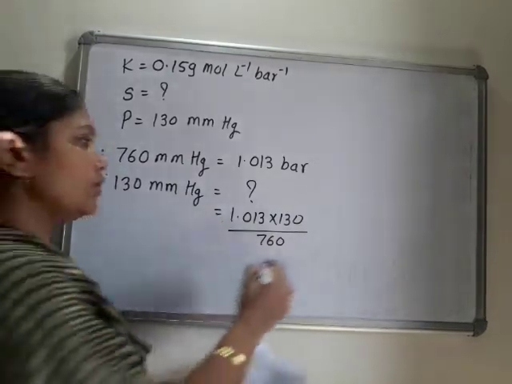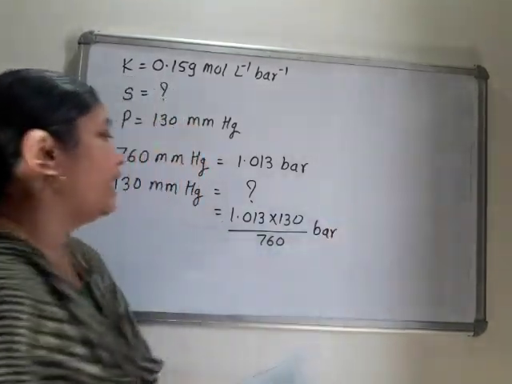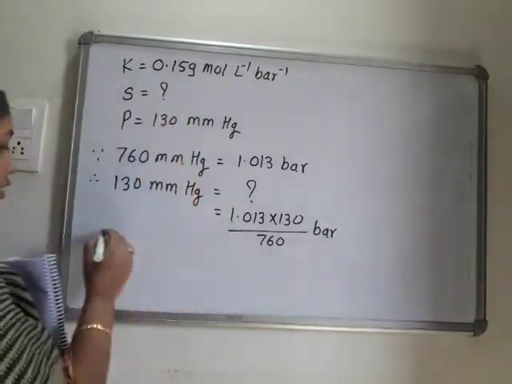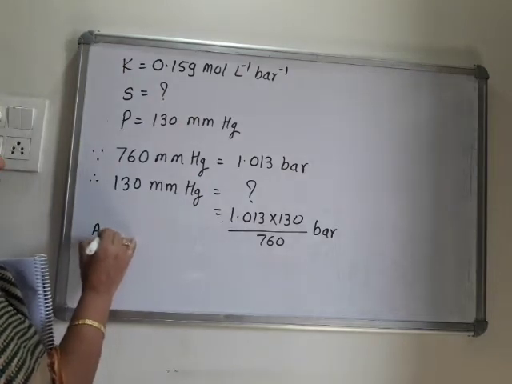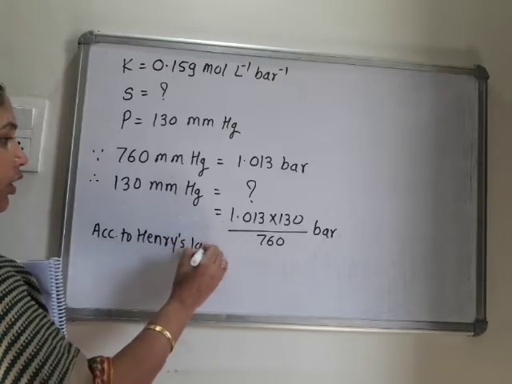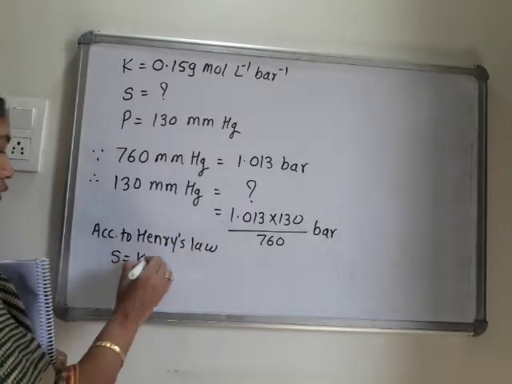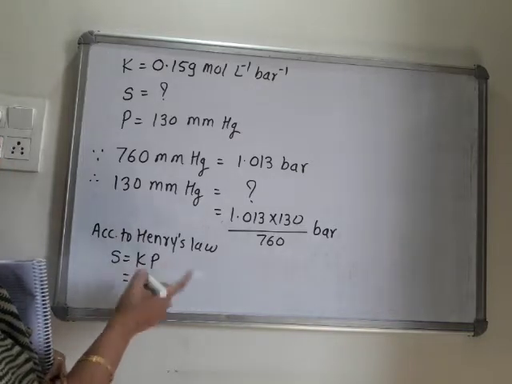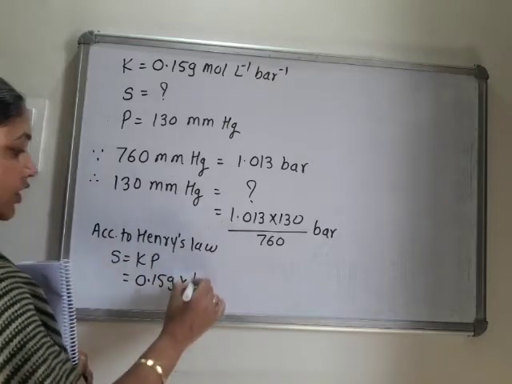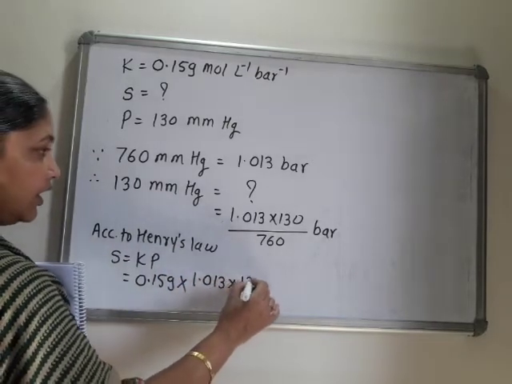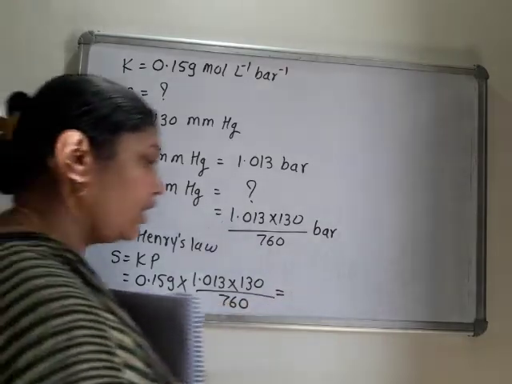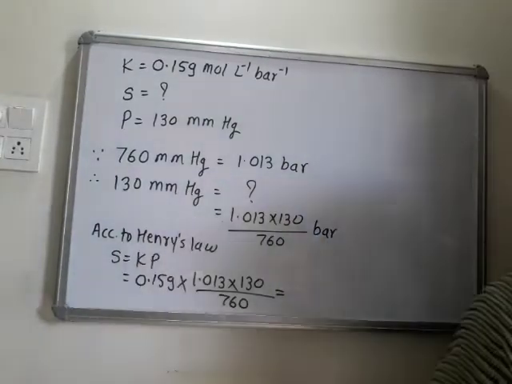Okay. So this is in bar. Now pressure is obtained in bar. So put that value in Henry's law. According to Henry's law, what is it? S is equal to Kp. S we have to find. K is how much? 0.159 into pressure 1.013 into 130 upon 760. Solve this and check your answer.